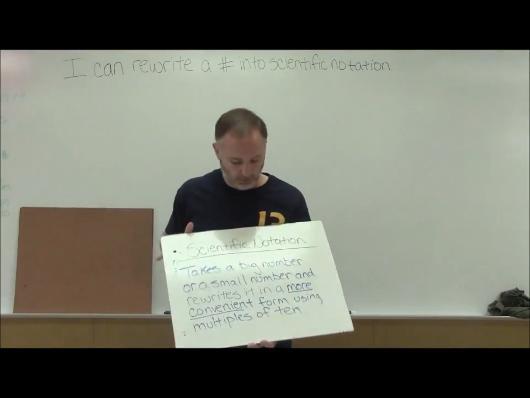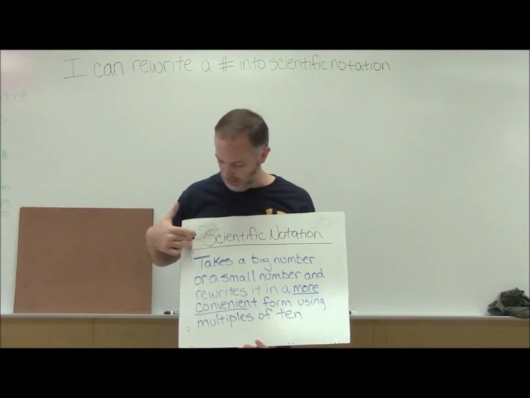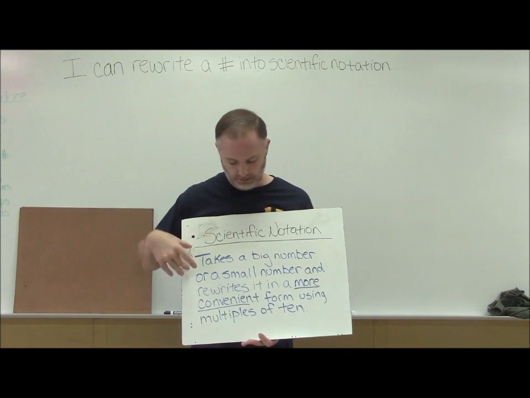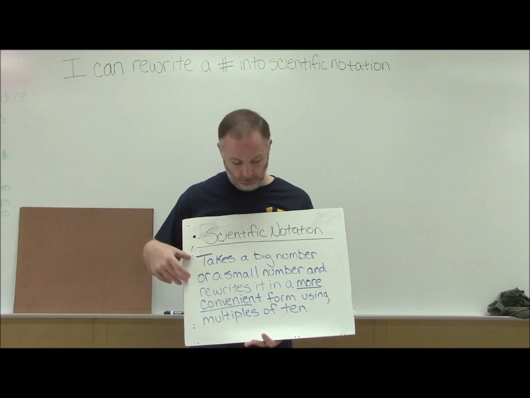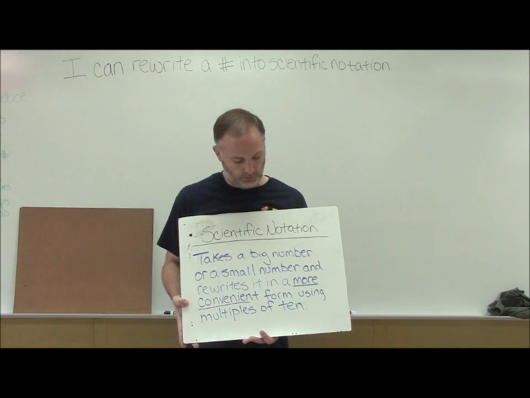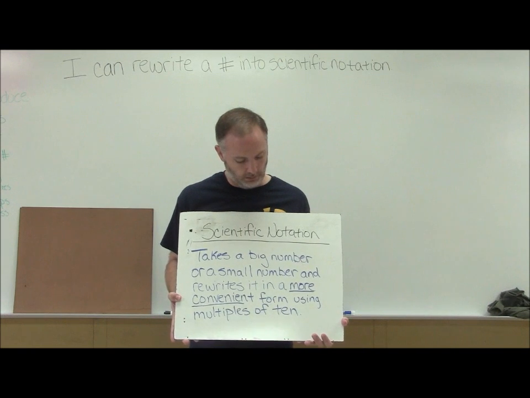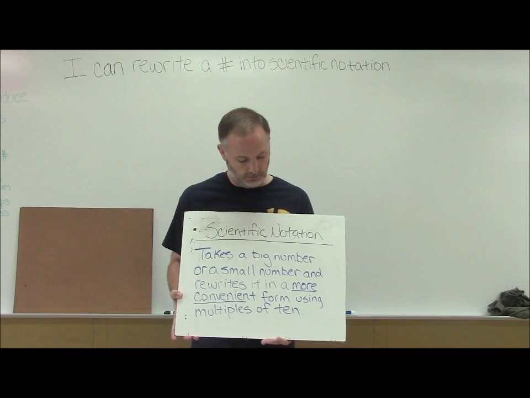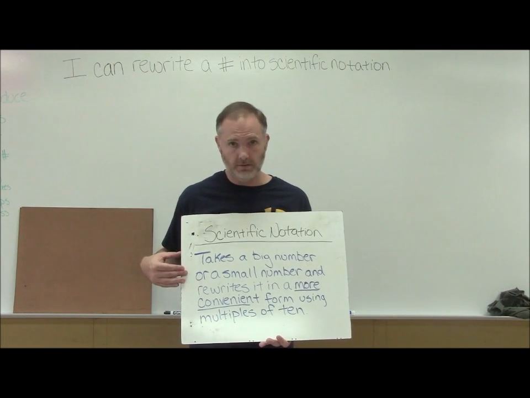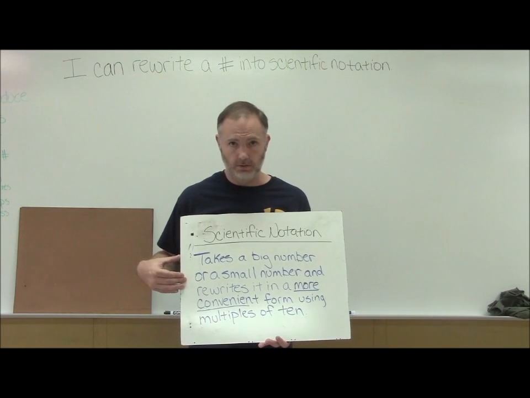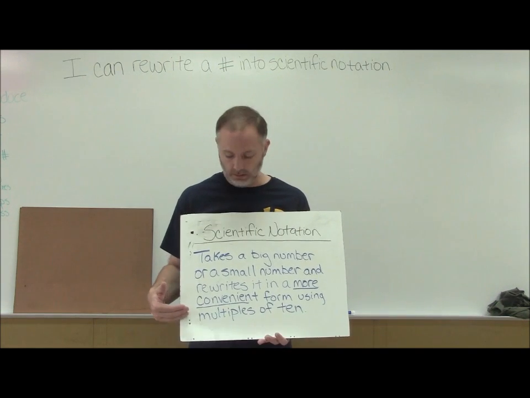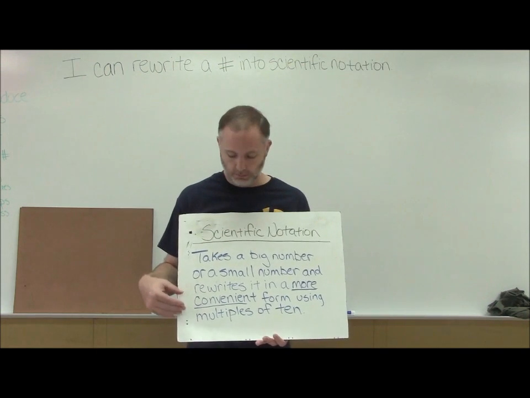I want you to take a moment, write this down. I wrote down scientific notation. What it does, it takes a big number or a small number and rewrites it in a more convenient form using multiples of 10. I'm going to leave this here for a moment to give you a chance to write it down, but I need you to realize that we're going to rewrite this number. It's the same number, but it's just going to be more convenient for us to write it and more convenient for us to compare it.